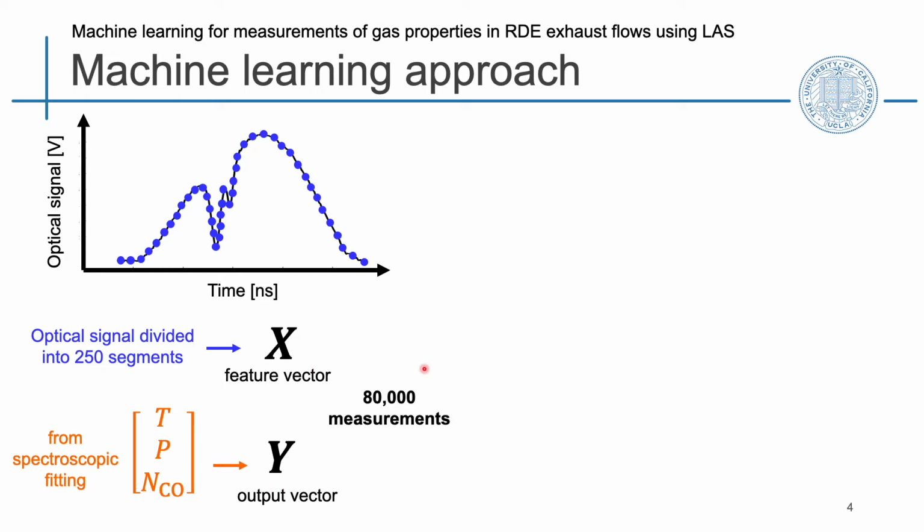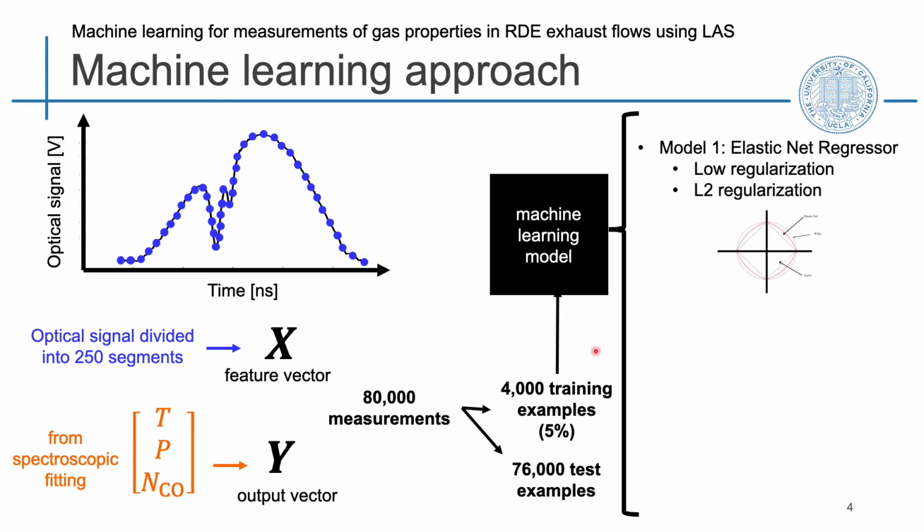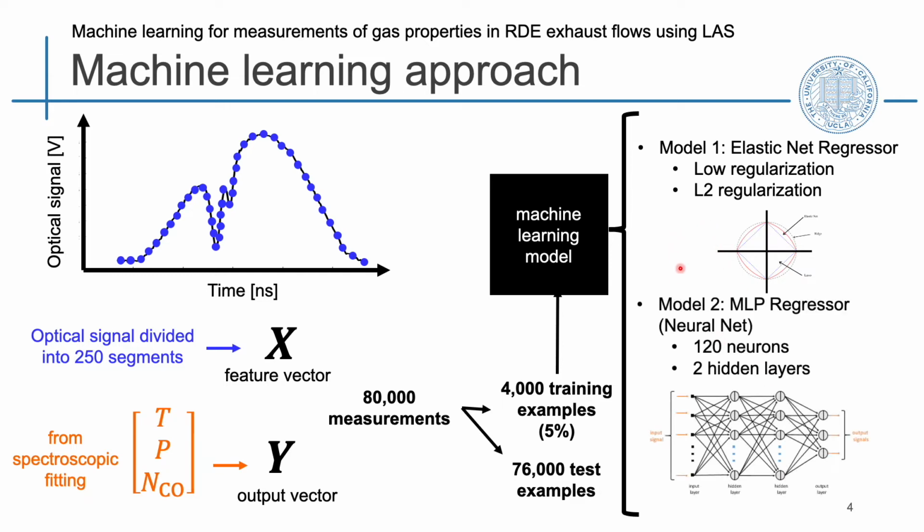We do this for 80,000 measurements, and then we take 5% of those measurements, in this case 4,000 training examples, and use that to train our machine learning model. In this work, two machine learning models were assessed. One is an elastic net regressor. For this regressor, we chose low regularization, and we preferred to use L2 regularization, as we saw that this reduced the root mean squared error of the results. The second model is an MLP regressor, or neural network, where we use 120 neurons with 2 hidden layers.